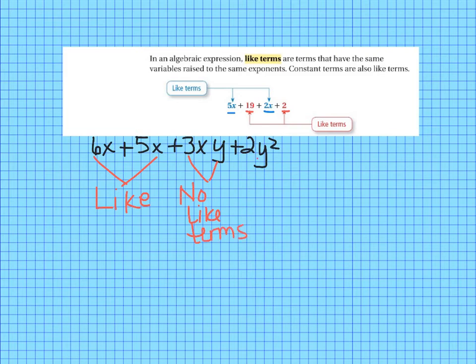And the same is true with the y squared. There is no other term that has a y squared and just a y squared. So those two have no like terms. So when you read this and it says the same variables, it means exactly the same variables. So they have to look exactly the same, not just kind of close.